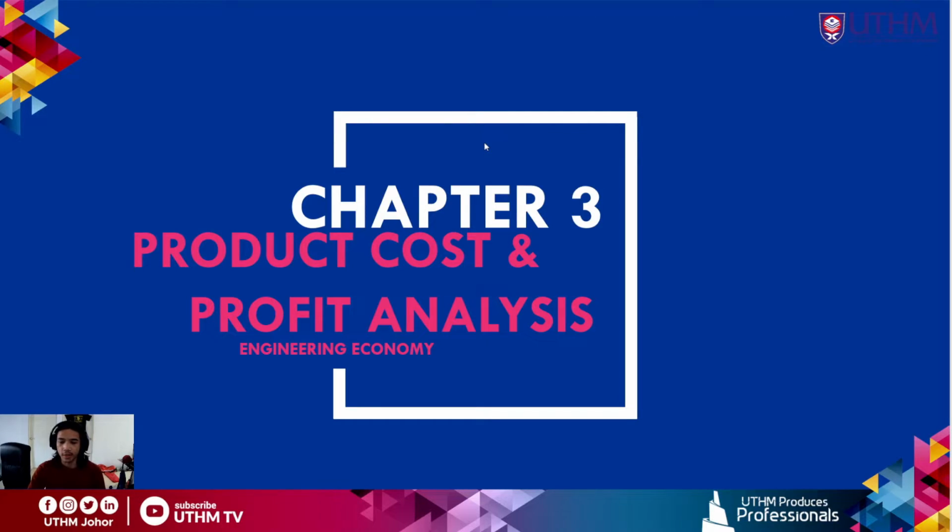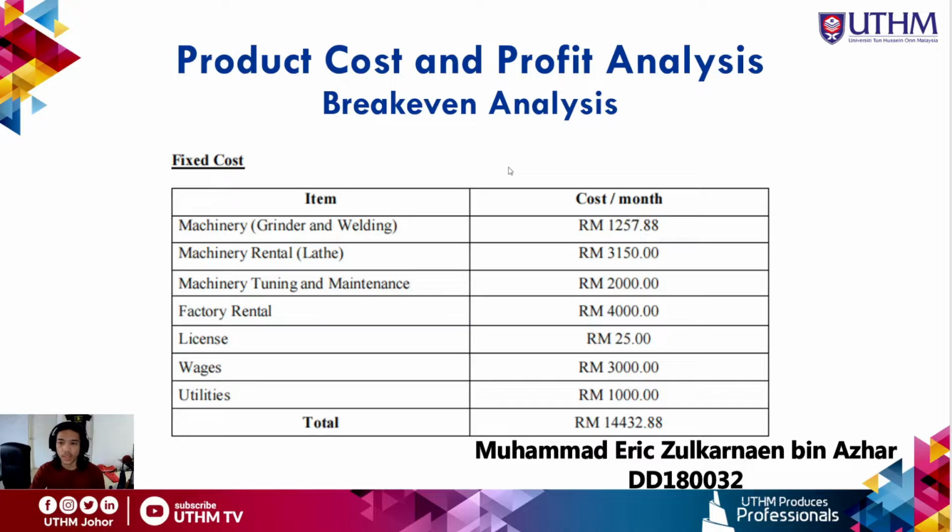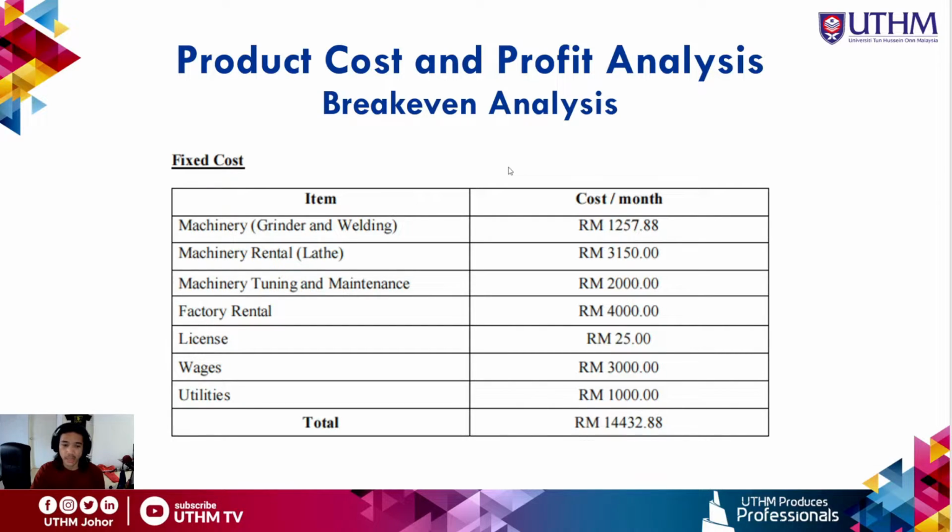Assalamualaikum warahmatullahi wabarakatuh and a very good evening. My name is Muhammad Arius Zulkarnain bin Azhar and I'll be presenting chapter 3, which is product cost and profit analysis. In product cost and profit analysis, we will break down two costs, which are fixed cost and variable cost. In fixed cost, there are several items, including machinery such as grinder and welding, machinery rental for the lathe machine, machinery tuning and maintenance, factory rental, license, wages and utilities.